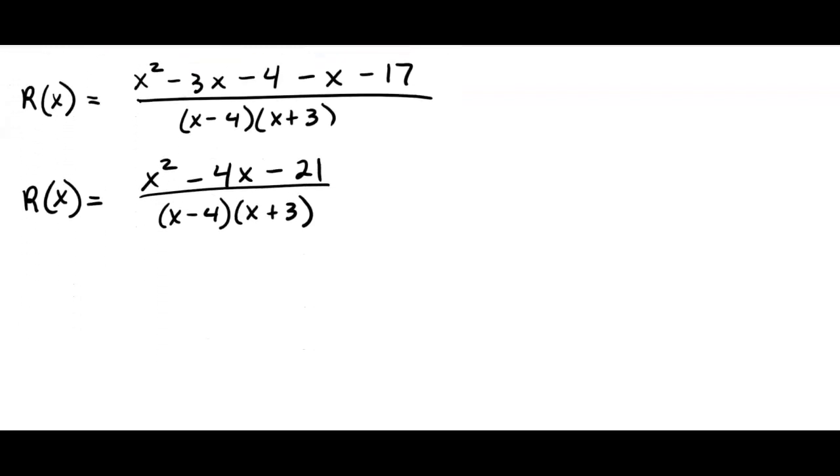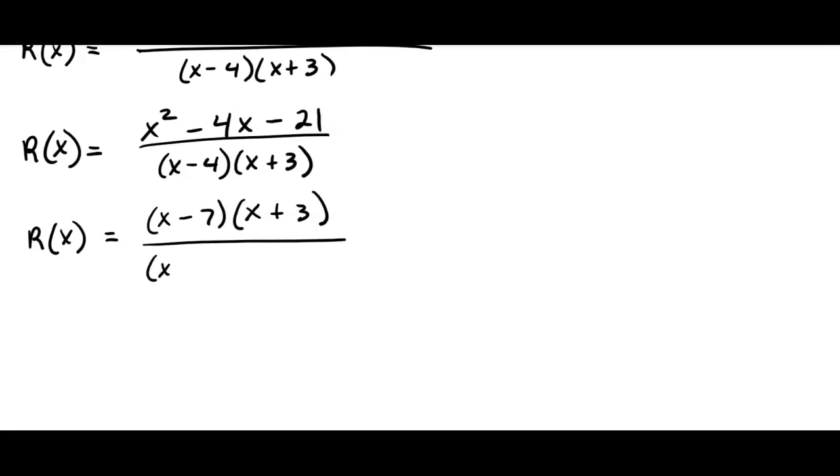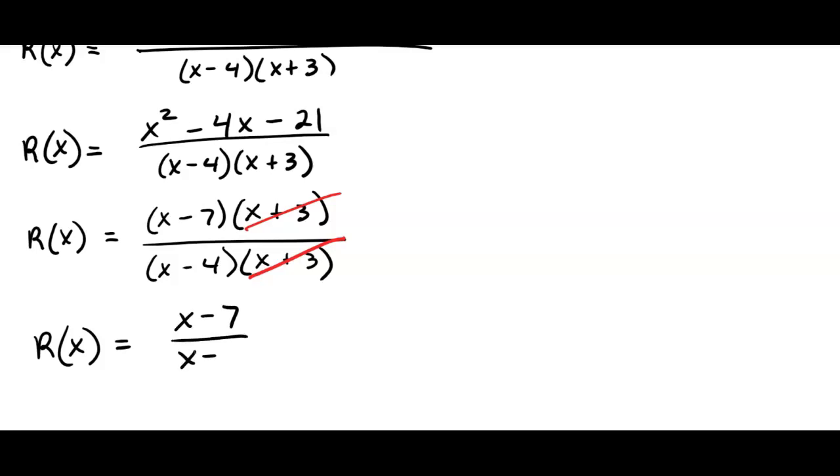Now, I would go ahead and simplify if I can. The numerator factors. So x minus 7 times x plus 3. Double check my math, but yeah, that looks good. And then the x plus 3's cancel, so those are out. And so I'm just going to write r of x equals x minus 7 over x minus 4.